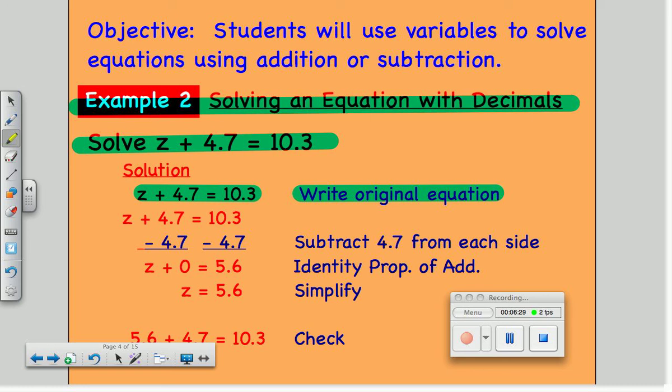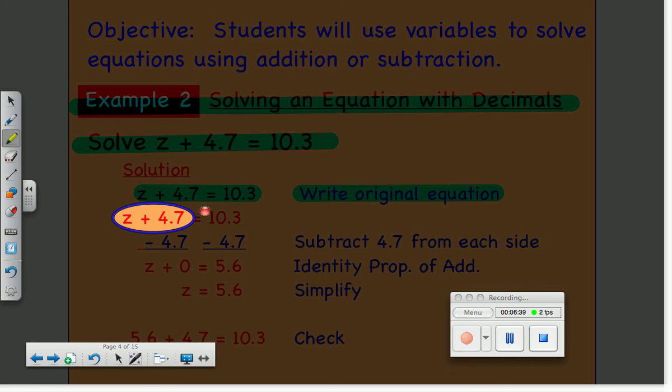I'm going to focus my eyes on the side of the equal sign that has the variable. So I'm going to focus my eyes right here. There's the variable z. Now I ask myself, what am I doing with z over there? What's happening? What operation am I using? Am I using addition, subtraction, multiplication, or division? I'm using addition. Well, I need it to go away. I need z all alone, all by itself. Our goal is to isolate the variable.